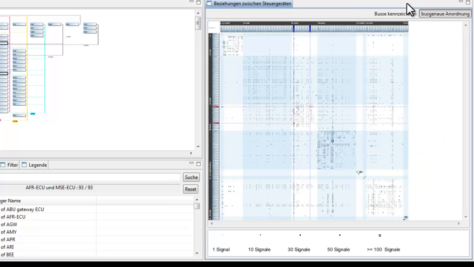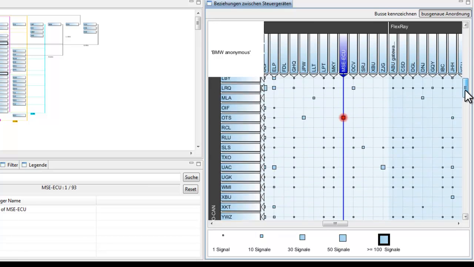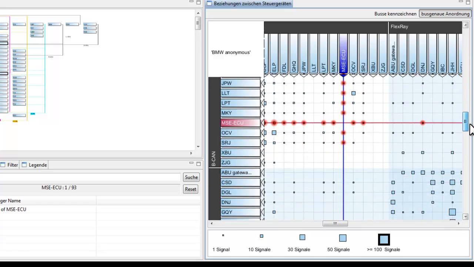By inspecting the bus squares that are not on the diagonal, he sees that the AFR ECU is involved in a lot of cross-bus communication, while most of MSE's communication remains within the same bus subsystem. He therefore recommends to change the MSE, not the AFR, ECU, and uses RelEx for communicating his findings.